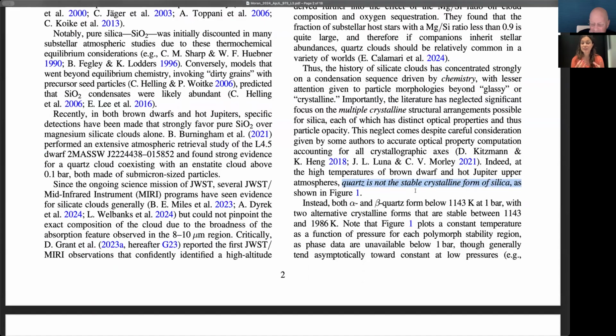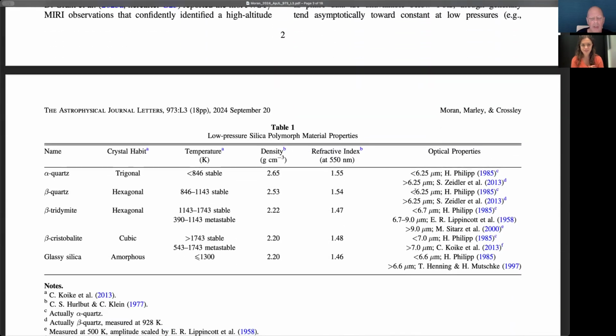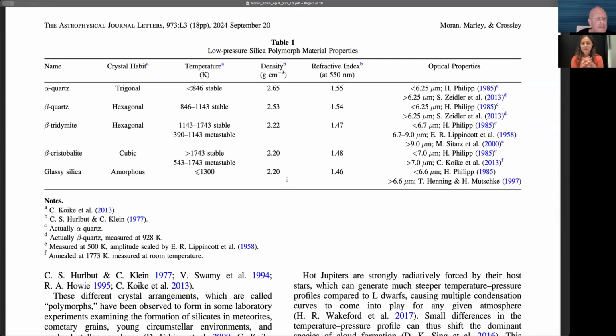So if we look at table one, low pressure polymorphs. These are the kinds of polymorphs of SiO2 that you would expect at their particular temperature regimes. And so this is all assuming you're at low pressure. And by low pressure, I just mean less than 1 bar.